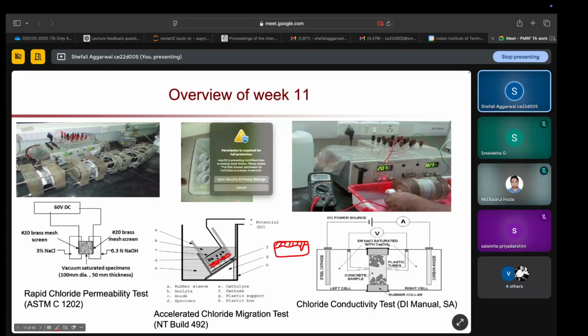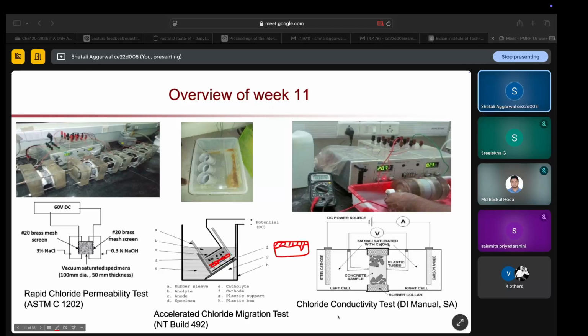Another test is the chloride conductivity test. It is almost similar to the 4-probe test. In this we are getting the bulk conductivity of your system. Instead of calculating your surface resistivity, we are calculating the bulk resistivity by applying current at one end and the other end, and then we are calculating the conductivity of your system.